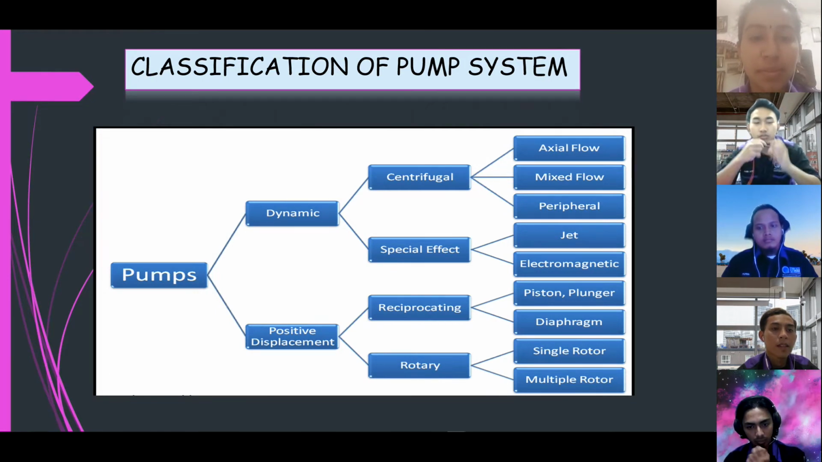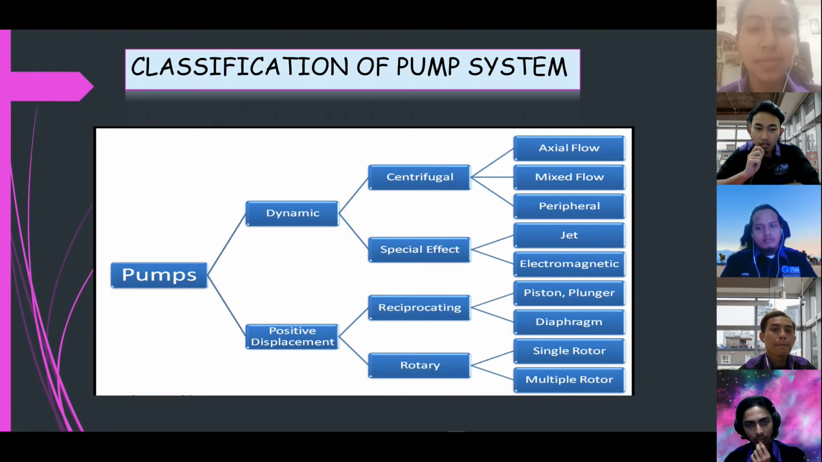Okay, thank you. For the classification of pump system, we can divide pumps into two, which are dynamic and positive displacement. For the dynamic, we have centrifugal and special effect. Centrifugal includes axial flow, mixed flow, and peripheral. For the special effect, we have jet and electromagnetic. For the positive displacement, we also have two, which are reciprocating and rotary. In reciprocating, we have piston and plunger, and also diaphragm. For the rotary, we have single rotor and multiple rotor.